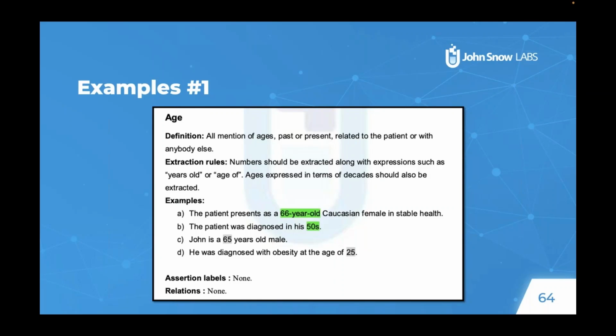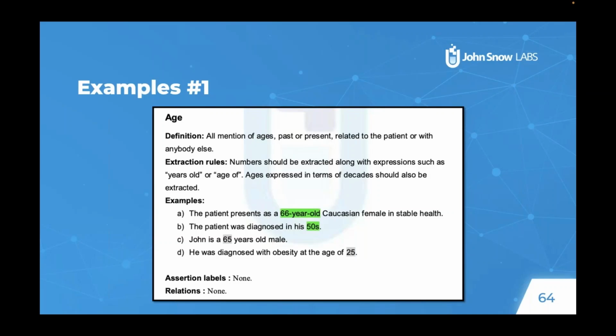The extraction rules: numbers should be extracted along with expressions such as years old or age of. NLP models have been struggling with providing, let's say, robust models that only have tokens with numbers. For that reason, when we usually extract numbers, we try to add proximity tokens like year old or letters around the tokens that only have numbers. So that way the model will learn easier that when an age is detected, for presentation purposes, for example, we'll have tokens with text around it. So this rule is added in extraction rules.